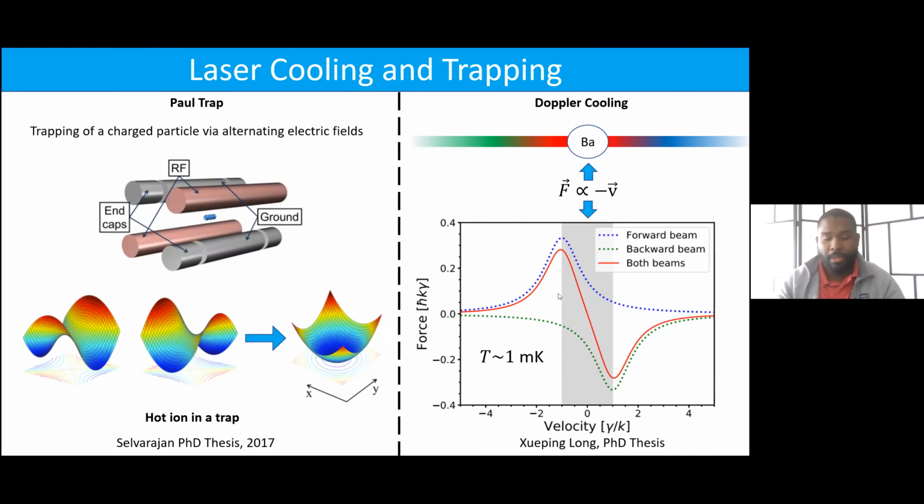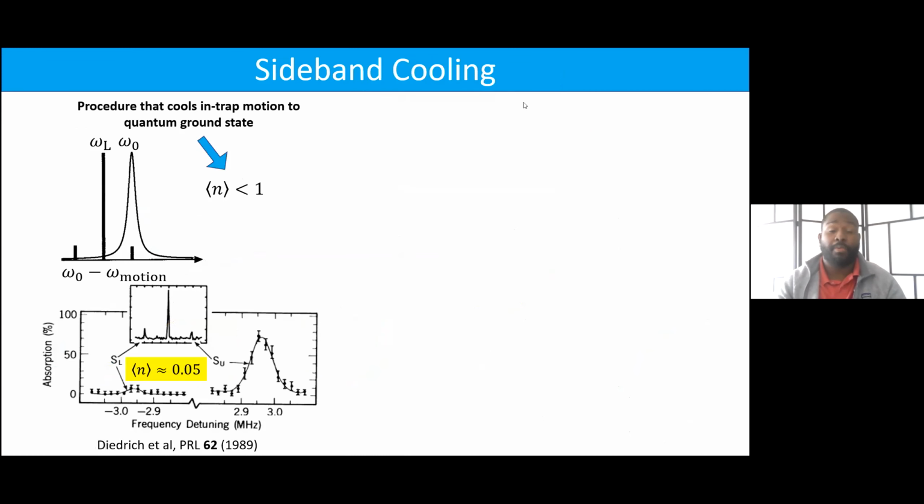Now you can take this cooling a step further and use a process called sideband cooling to really get your atoms cold. Sideband cooling is a procedure that cools the motion of your particles to their quantum ground state, which people typically refer to as the average occupation of your harmonic oscillator being less than 1. Right, so the energy of your ion in its harmonic trap is the quantity n plus 1/2 times h bar omega. And so typically when that n is less than 1, people say it's in the quantum ground state.